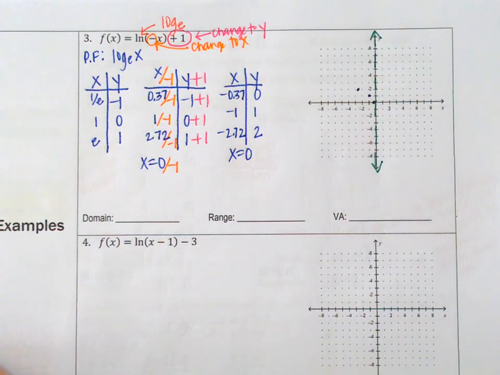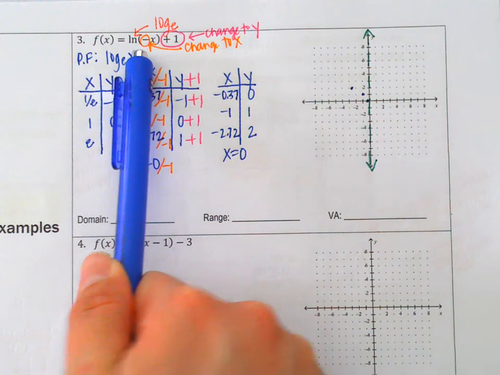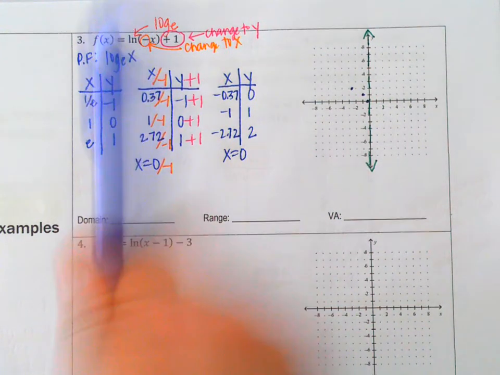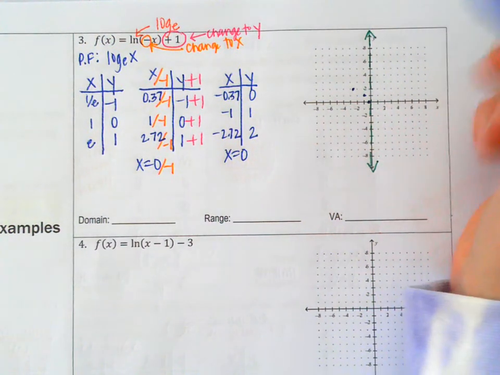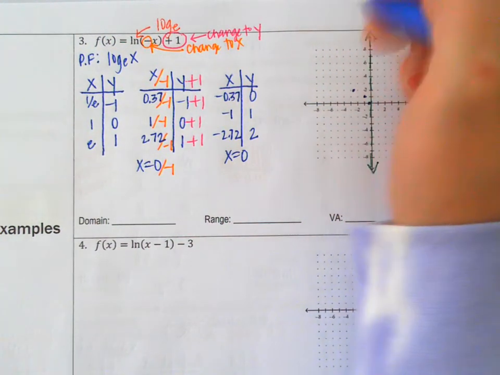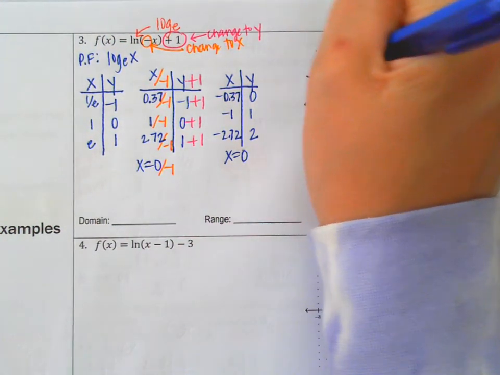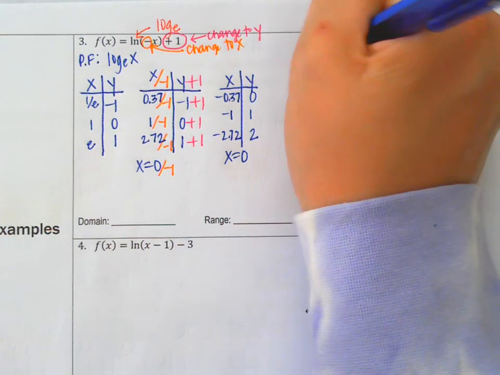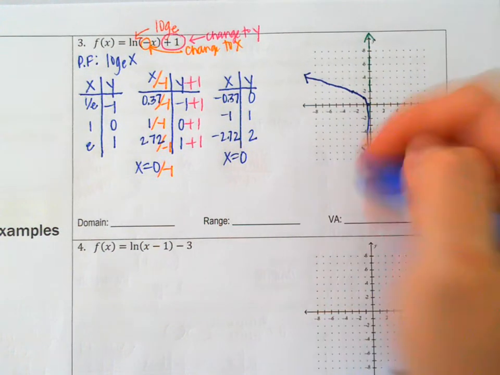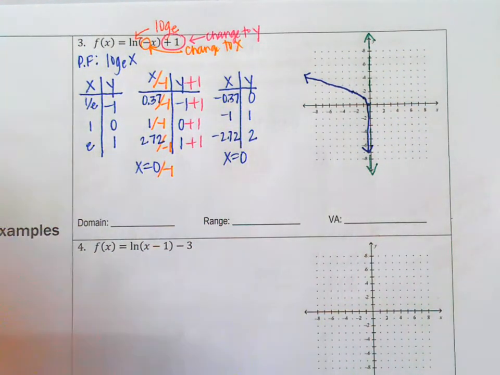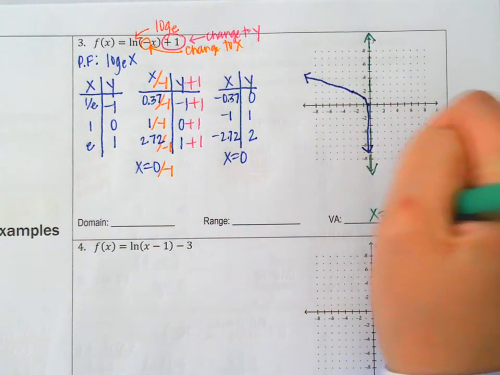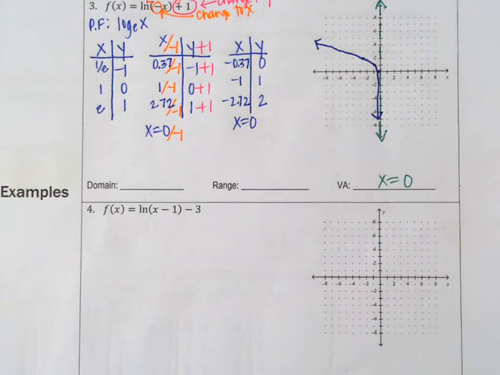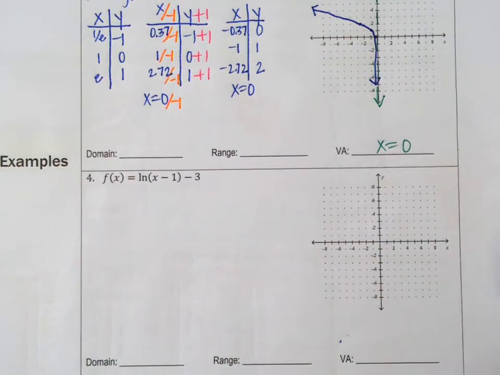And so what happened is this negative on the inside caused a reflection over the y-axis. And so my graph, instead of being a curve like this, is a curve now like this. So my vertical asymptote is still at x equals 0.